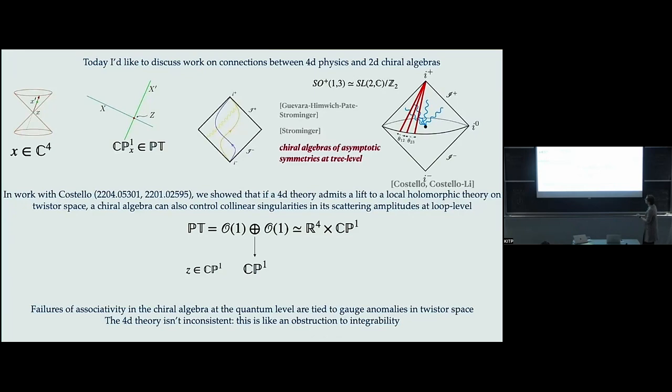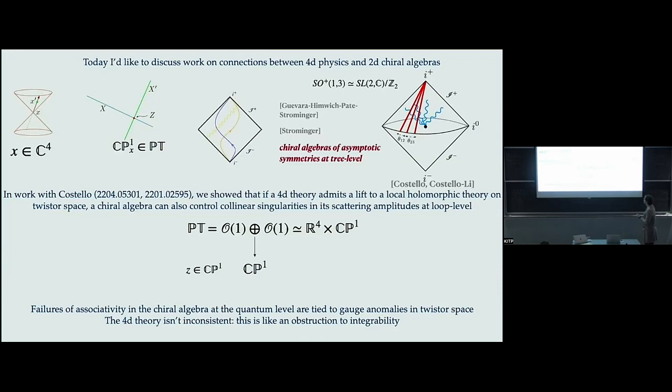So again, such a chiral algebra can control collinear singularities in these four-dimensional theories, not just classically, but quantum mechanically, if this very, very stringent condition is satisfied. And I'll talk about at least one example of a theory where you can construct the chiral algebra and talk about it.